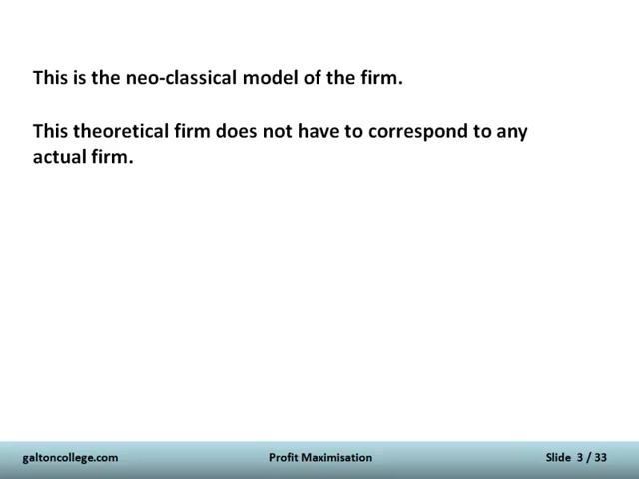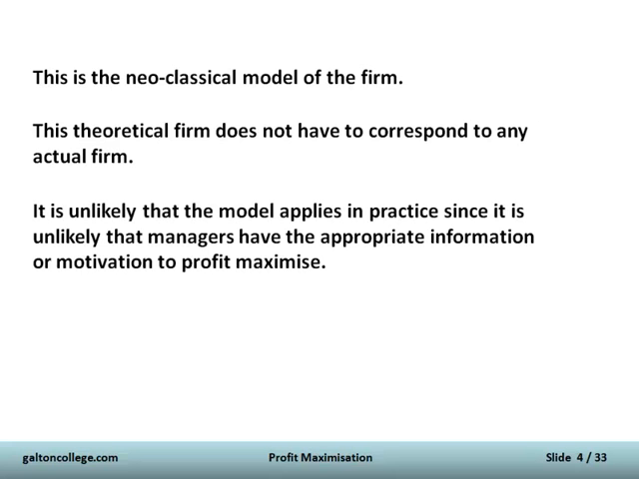It's our thinking about the extreme form of behavior, extreme efficiency, and lots of strange assumptions, which we'll come across in a few seconds, which limit the applicability of this to real life examples. We can't find real life examples, to be perfectly honest. Most companies are too complex and they don't set this as an objective. So the model is unlikely to apply in practice, since managers don't have the information or indeed the motivation to profit maximize. It's an extreme model, extreme efficiency, and therefore unlikely to be applied in practice.